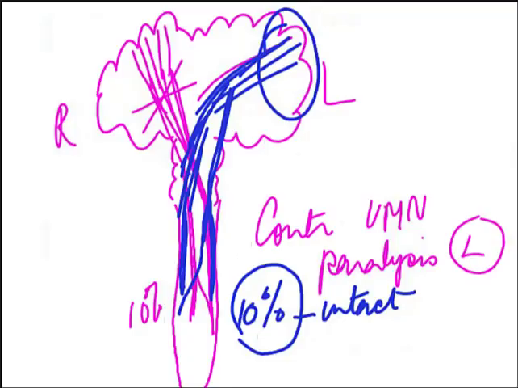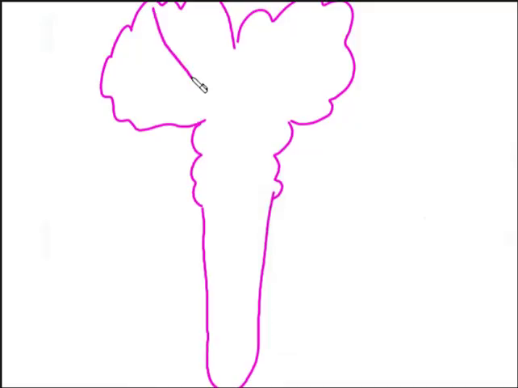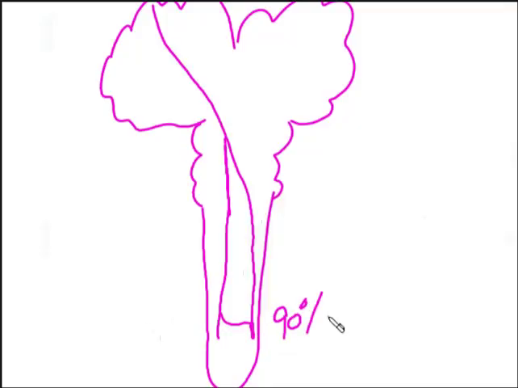Instead of drawing so many fibers, let me draw just a few. So here, this is one fiber which came, crossed over, went on this side. Part of it remained uncrossed, and then remember, a little bit went over here. So you can see that on the left side, 90% would be affected if this was damaged.